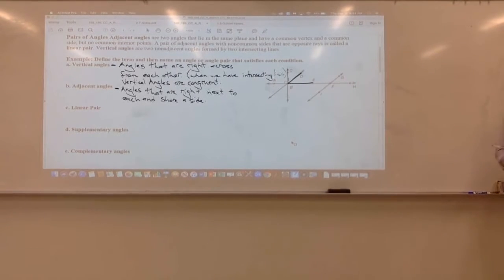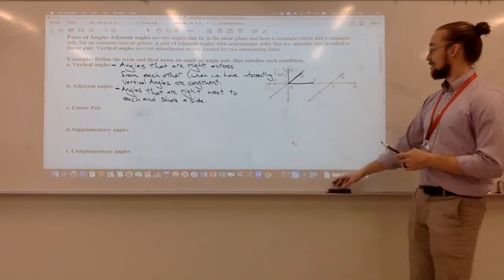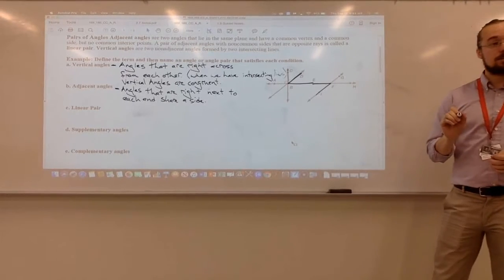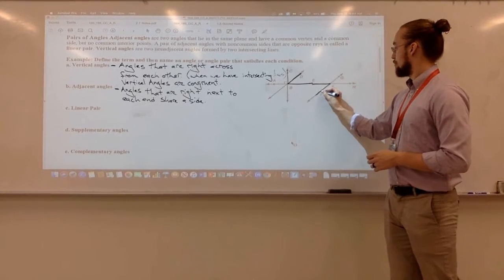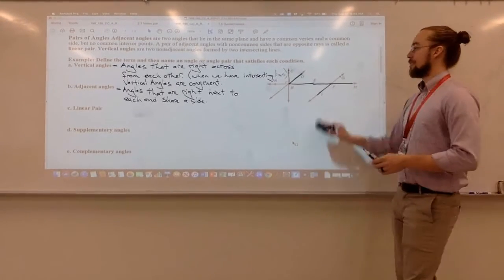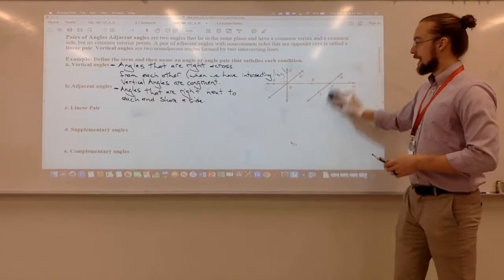Got another one? I got EFI and IFH. Yep, that would work. That would be a pair of adjacent angles. Good. All right. So the next one.